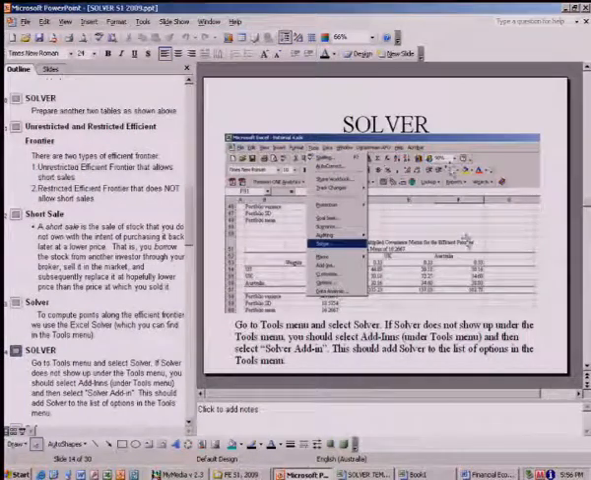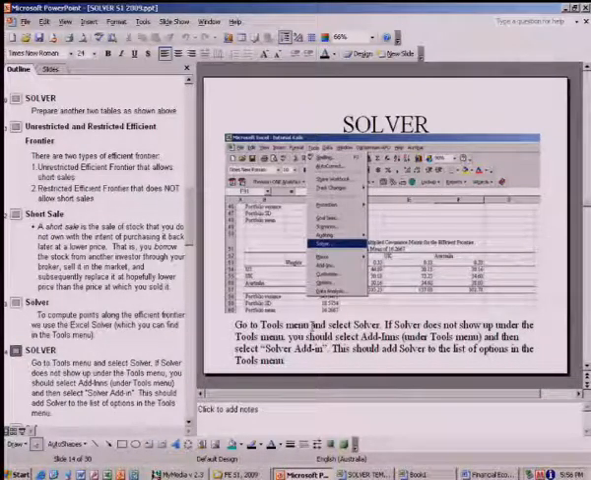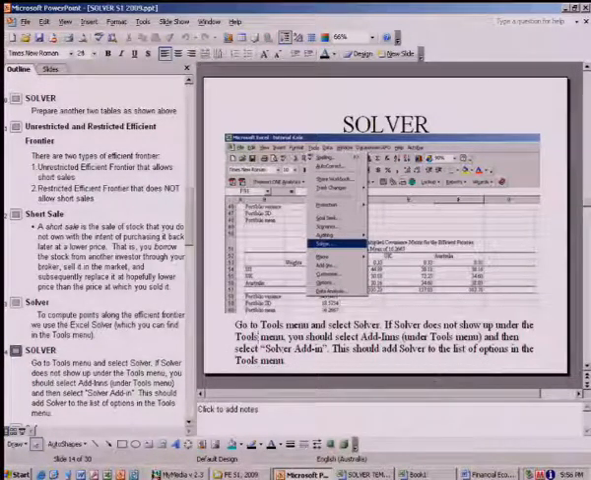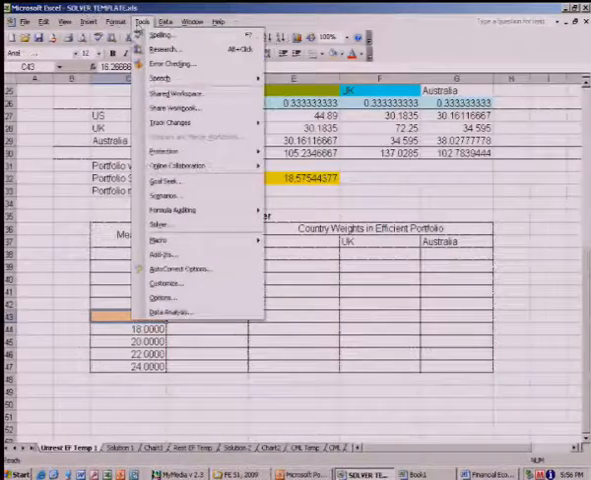To find the Solver, if you don't have it already installed on your computer, and most likely, if you have never used it, it won't be there. So you will have to go to the Tools menu, then to Add-ins, and under the Add-ins, you will have to find the Solver add-in selected, and hence it should be available there.